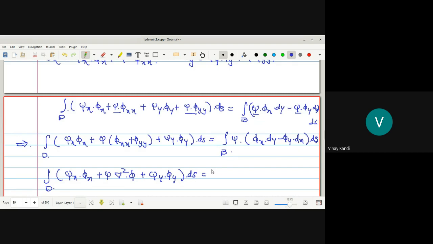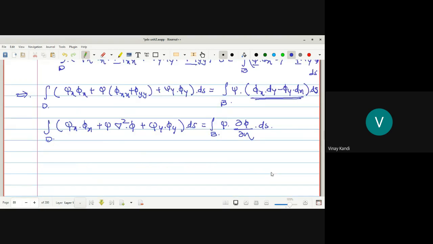Now putting these values, the value of this one is dou phi by dou eta ds, where dou phi by dou eta is equal to phi x dy minus phi y dx. So this gives condition number 2.